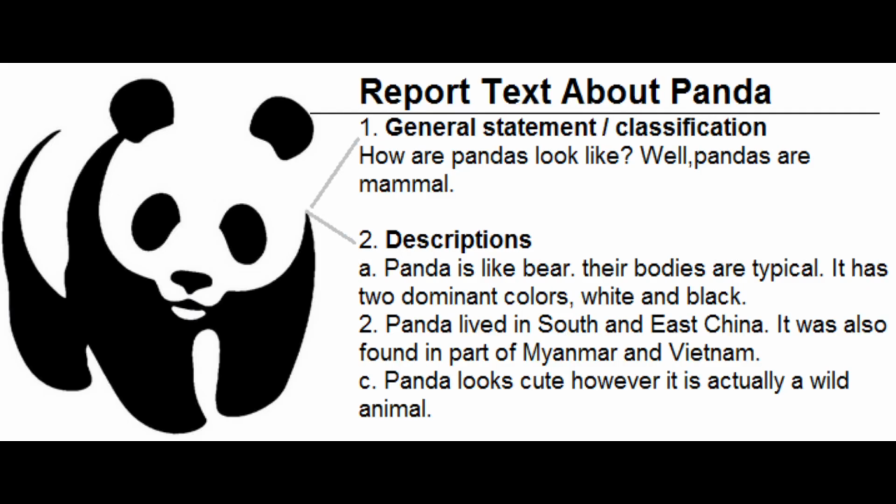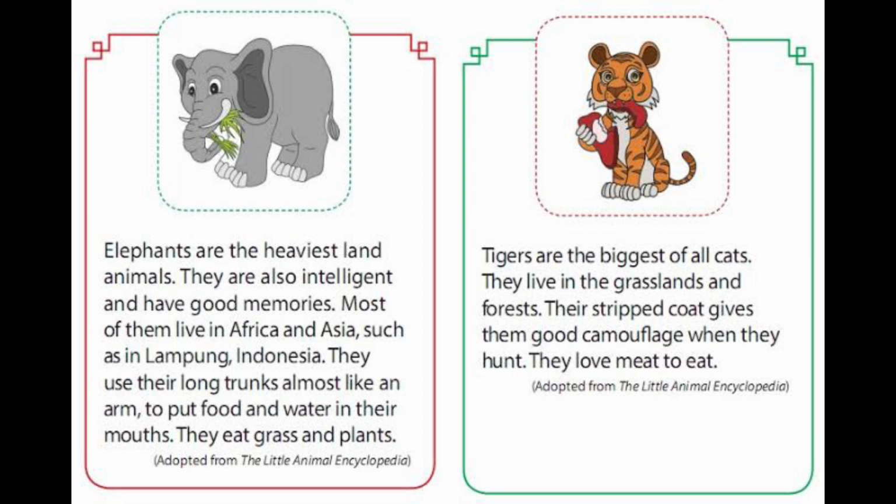About panda. General classification. What do pandas look like? Well, pandas are mammals. Descriptions. Panda is like a bear. Their bodies are typical. It has two dominant colors, white and black. Panda lives in South and East China. It is also found in parts of Myanmar and Vietnam. Panda looks cute.